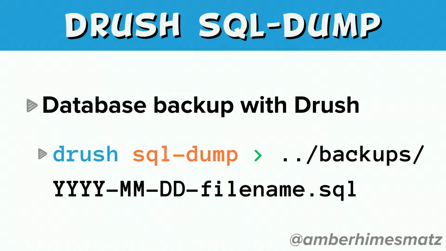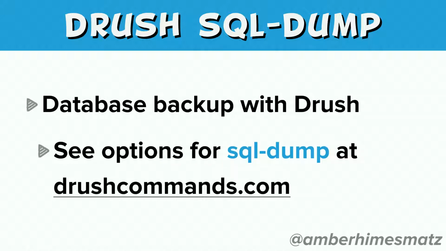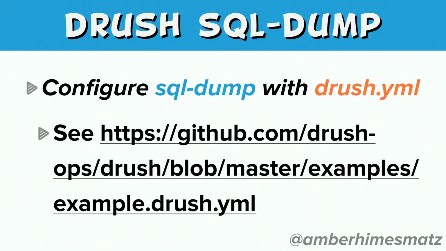I like to use Drush SQL-DUMP and output that to a backups directory, one level up in my projects directory, and you can name that. There's all sorts of options for SQL-DUMP. You can check out drushcommands.com for that. You can configure SQL-DUMP with a configuration file. You can use this drush.yaml file, and there's an example configuration on GitHub. So you can go to the Drush GitHub and you can see an example configuration file.